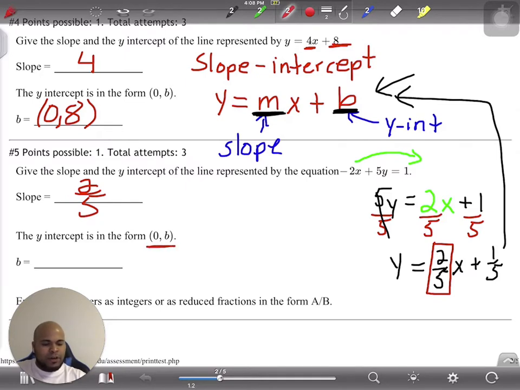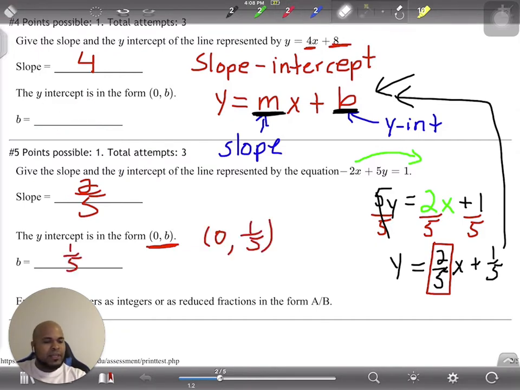But remember, you have to enter it in the form 0, comma b. So then that will be 0, comma, well, I'm so sorry. It will be 0, comma 1/5. But they're not asking you to do that. Read the problem. It says b equals. They're just asking you for b, so that b is 1/5. Make sure that you answer the question they're asking.